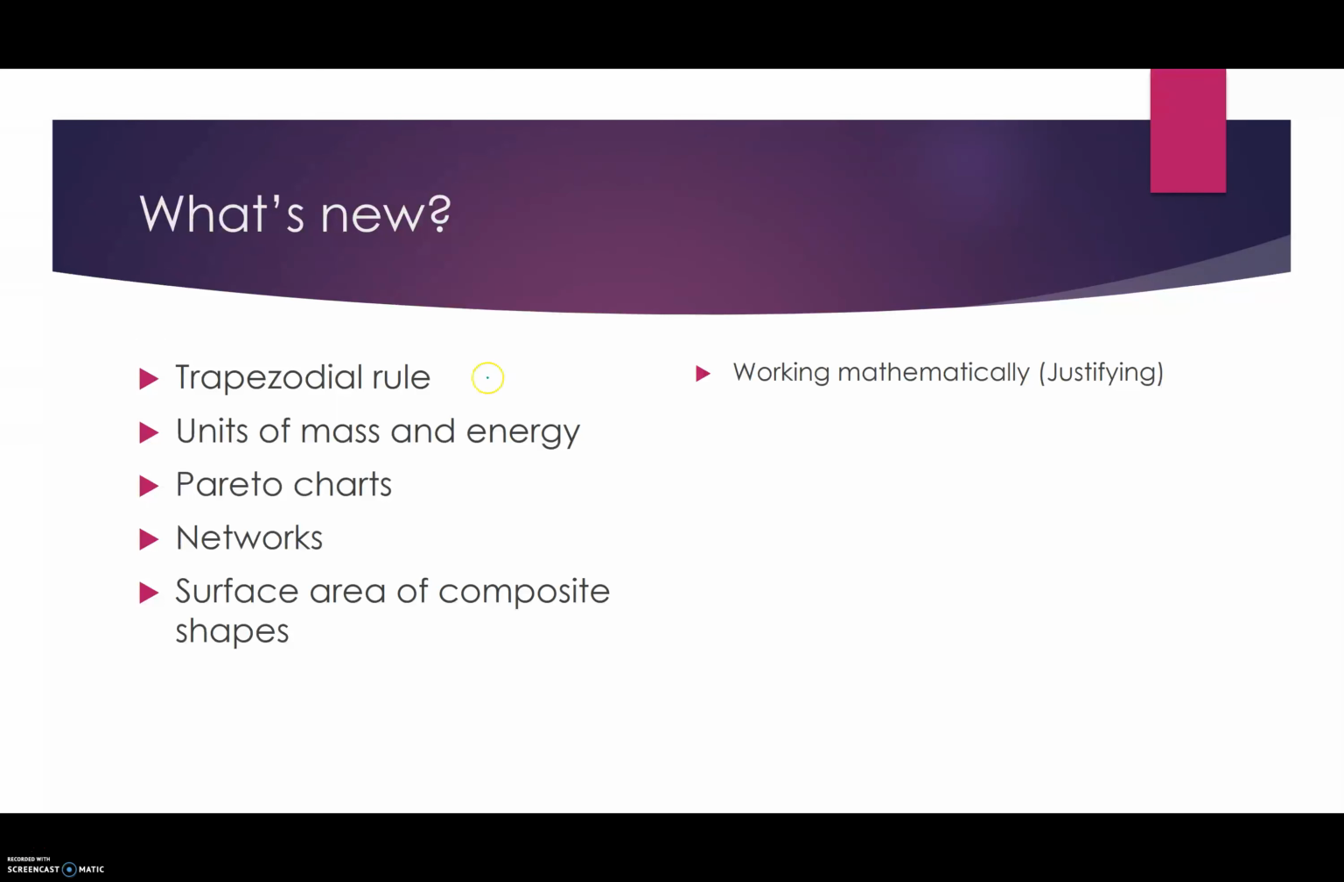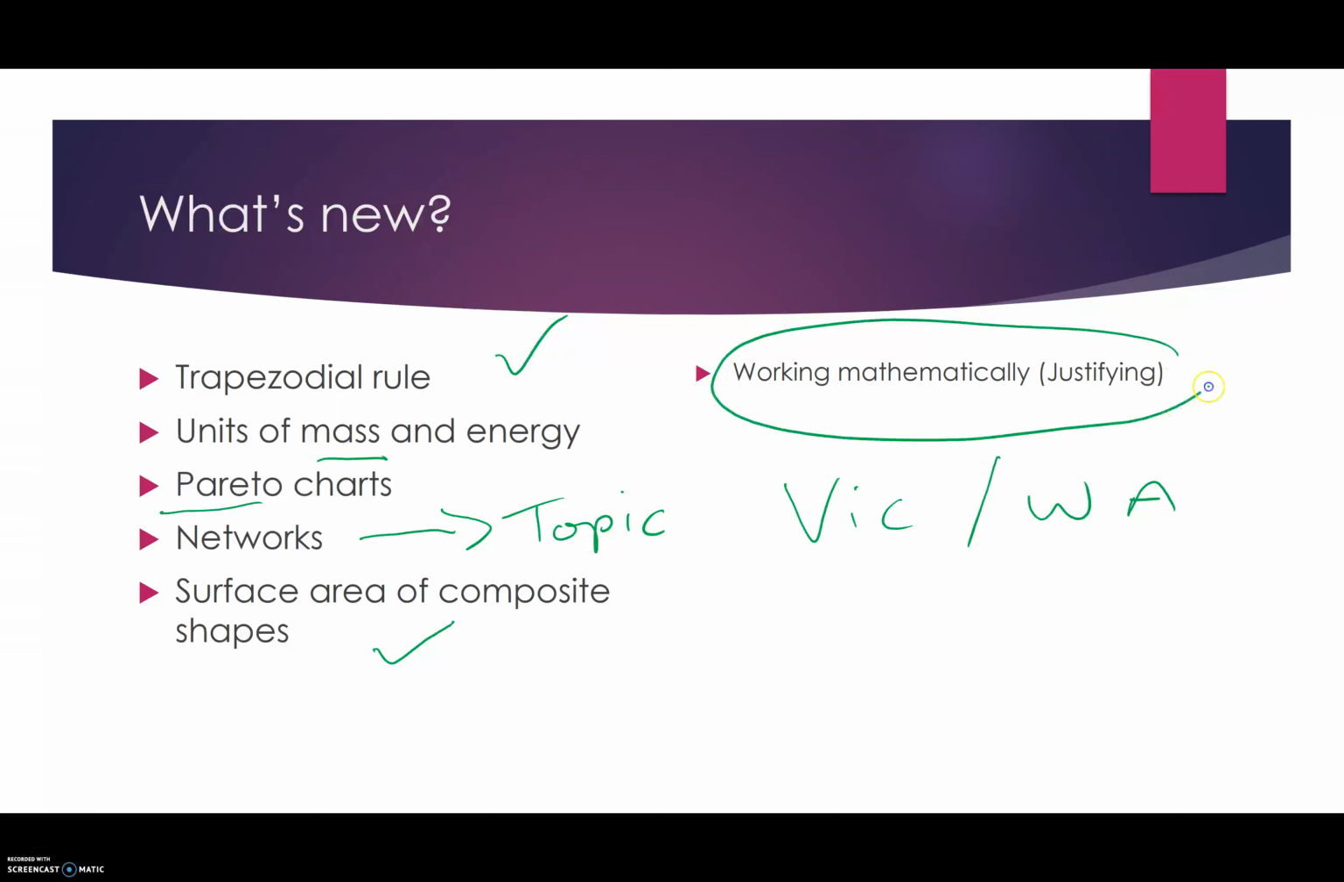What's new? We get the trapezoidal rule. We lost Simpson's rule, we now get the trapezoidal rule. Units of maths, Pareto charts, networks, we have an entire topic. And that's something we haven't done in New South Wales, but we can pinch some stuff from Victoria, which I already have, and WA has also implemented the Australian curriculum for a while. Surface area of composite shapes comes in, and working mathematically gets another level. It gets justifying, which is a nice addition.